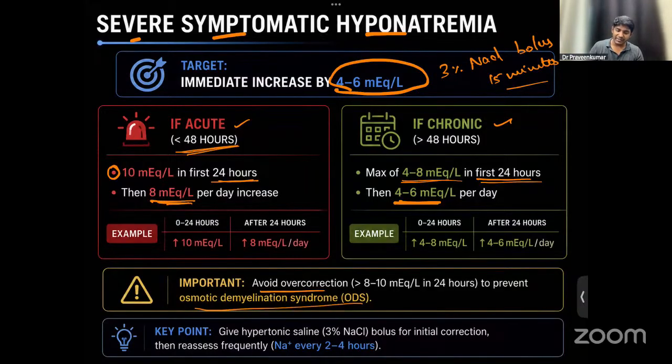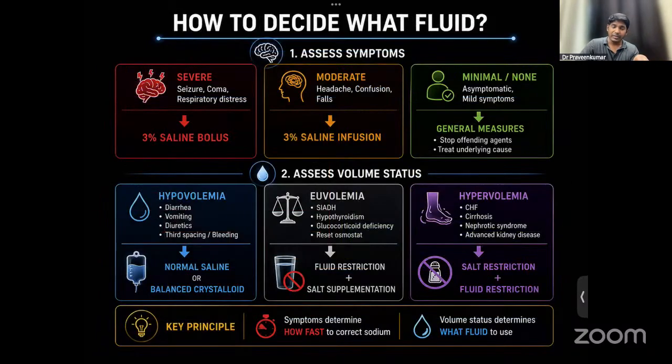And if it is severe symptomatic hyponatremia, give hypertonic saline as a bolus over 15 minutes and then reassess sodium every 2 to 4 hours. So this is the protocol with which we have to go ahead. Now we know how fast to correct, whether it is acute or chronic or severe symptomatic. We know how much to correct. Now we'll go about how exactly to do it in each type.